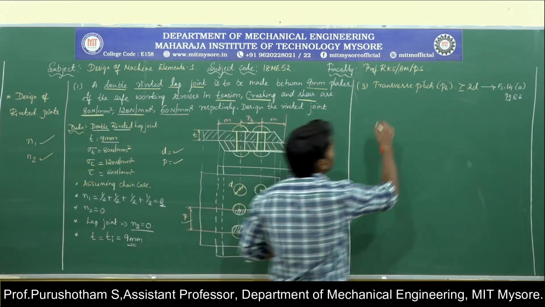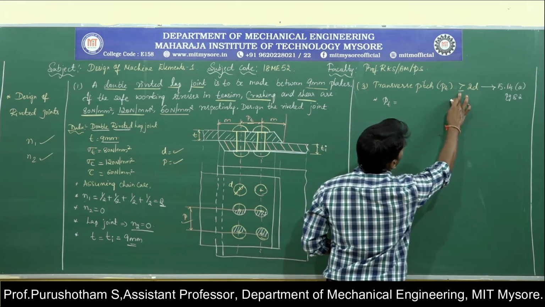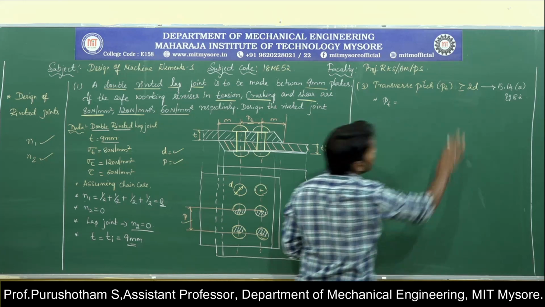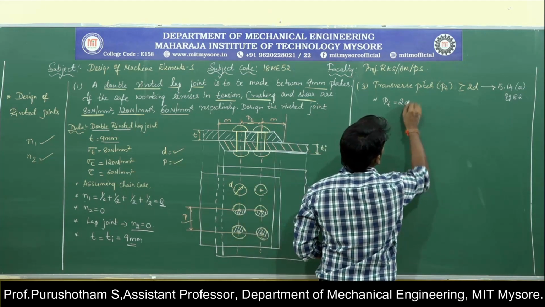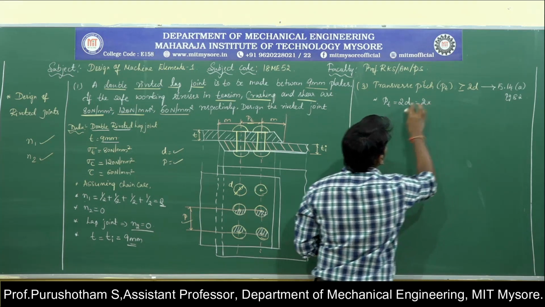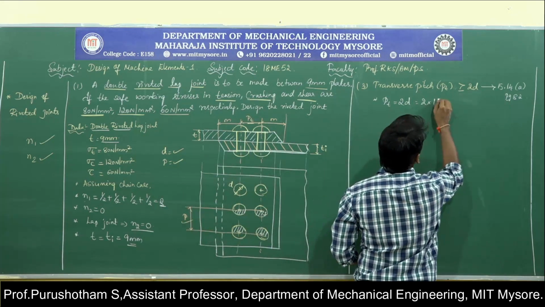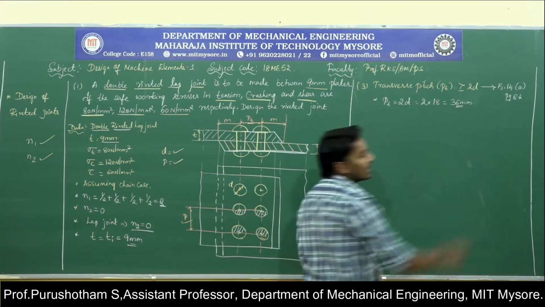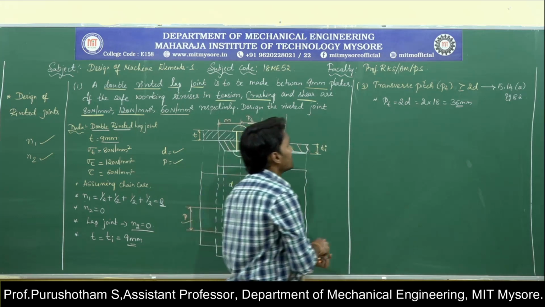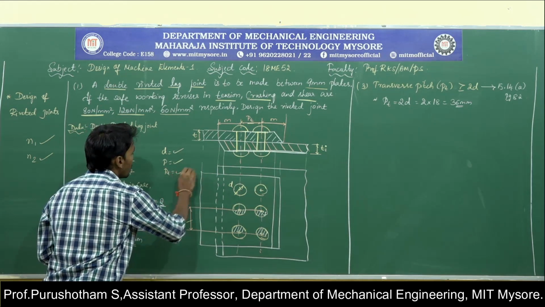Now I am going to calculate PT, the transverse pitch. Here greater than or equal to is there, but I am going to use the equal symbol: 2 times D, that is 2 into the diameter of the rivet hole. The standard diameter of the rivet hole is 18. So from this you will get 36 millimeter. That is the transverse pitch.